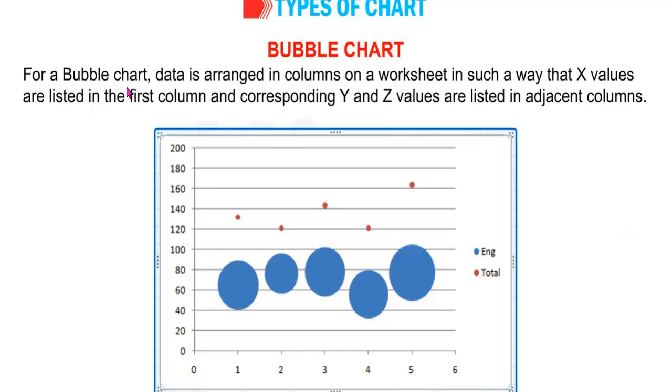For a bubble chart, data is arranged in columns on a worksheet in such a way that X values are listed in the first column and corresponding Y and Z values are listed in adjacent columns. Anju got this much, Manju got less, and the third person got a bigger one, and again the total here where it is.